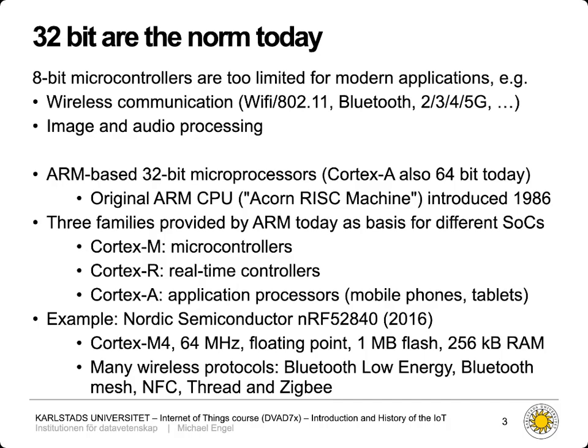So the smallest ones are the Cortex-M series, the microcontroller series, and these are the ones we're going to take a closer look at in some of the upcoming lectures. There's a special version of the Cortex-M, which is a bit more powerful. This is the Cortex-R series for real-time controllers, which is often used in real-time critical applications like, for example, cars.